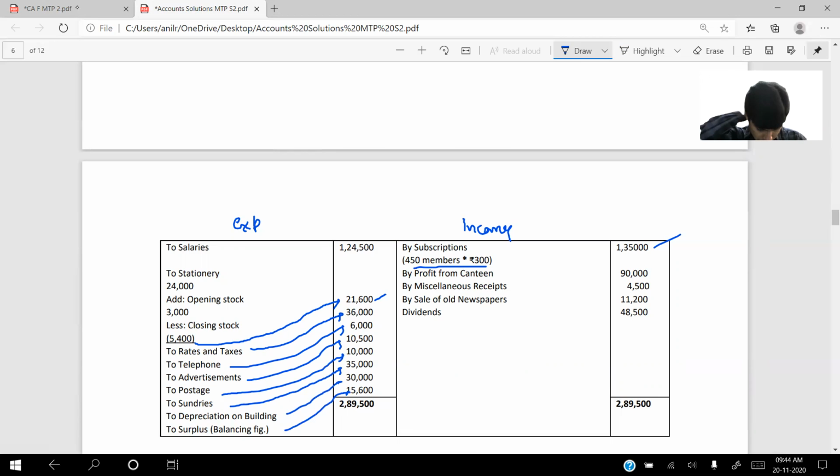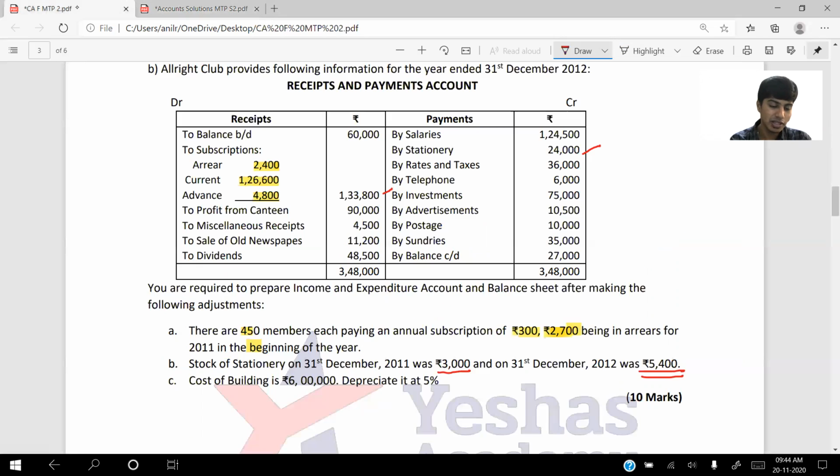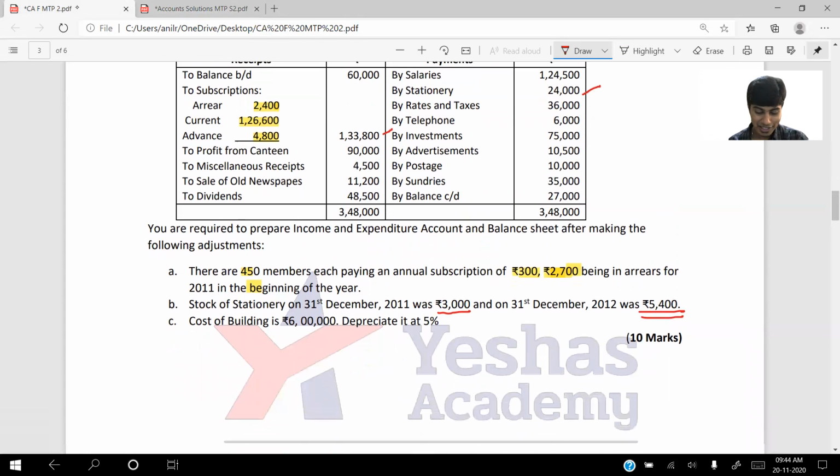Okay, don't get confused by the amount lining. It's just a small typing error. Okay, guys, pardon us. Let us go to the next one.